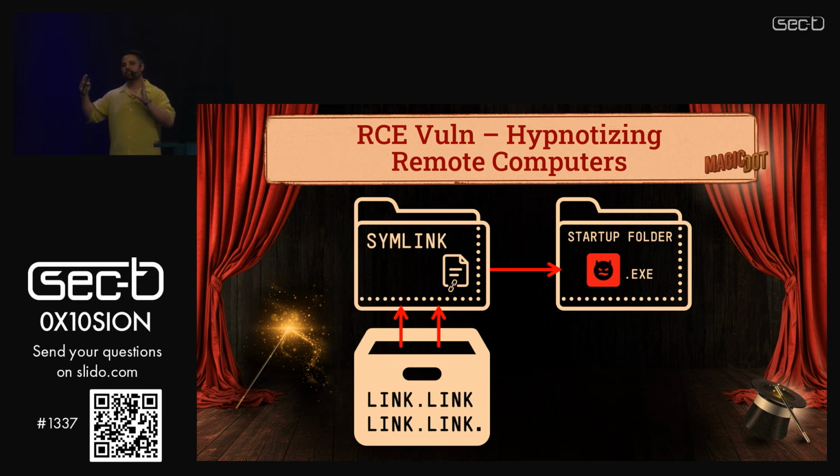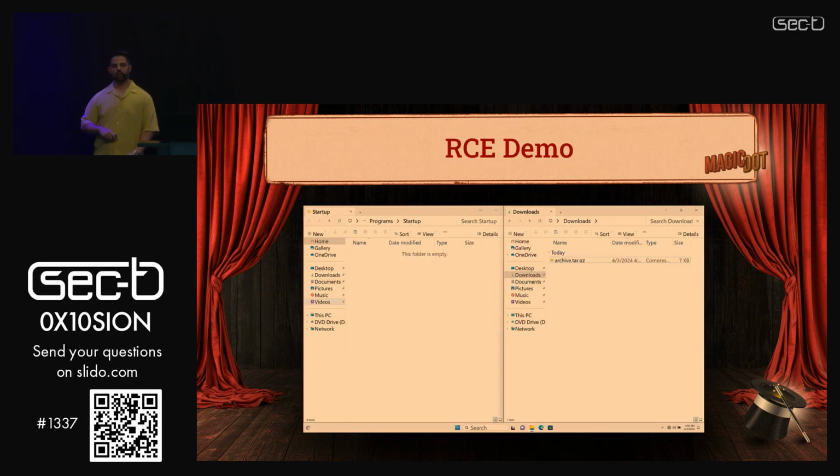Then when this archive is extracted, it will create the first symbolic link that points towards the non-existent executable in the startup folder. And when the second file is extracted, this action will create the target of the symbolic link and write the content of the second file into it, leading to our executable in the startup folder and to our code execution on a remote machine. So let's take a look at exactly that.